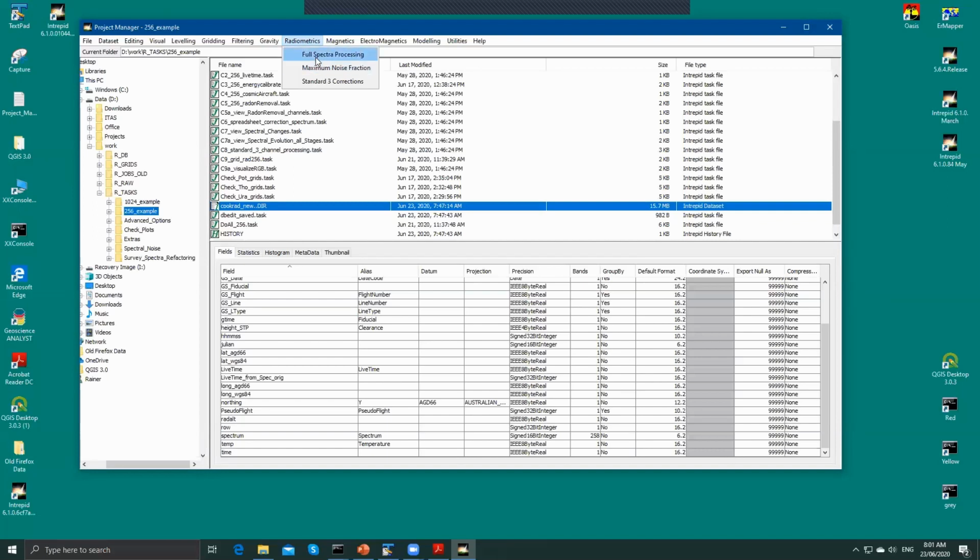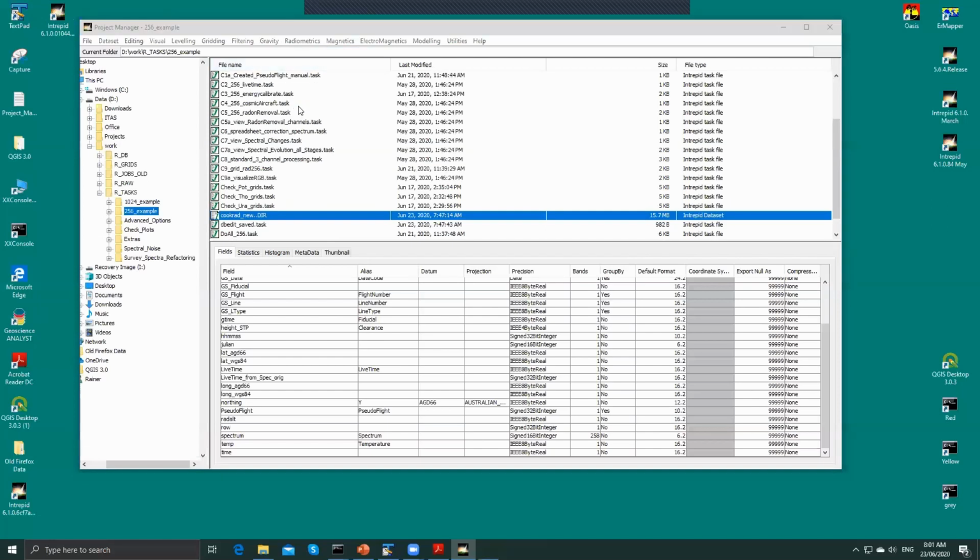So obviously radiometric processing falls under radiometrics. We have the full spectral processing. Maximum noise fraction is a separate tool. It's also spectral smoothing. There are discussions whether to combine it with full spectral processing, because that's what it is, but at the moment it stays as an extra thing. It's fairly standard. So we have full spectral processing, and we have the standard three corrections.